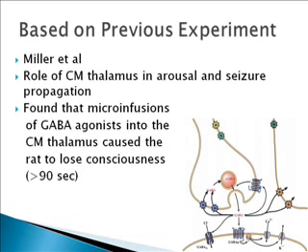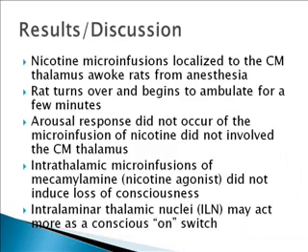Previous work by Miller and coworkers had discovered that the CM thalamus plays a role in arousal and seizure propagation. Miller found that microinfusions of GABA agonists into the CM thalamus would cause a rat to lose consciousness, often within 90 seconds. Nicotine microinfusions localized to the CM thalamus resulted in rats awaking from anesthesia, despite still being in the middle of a chamber filled with anesthesia. The case for the thalamic consciousness switch would seem to be strongly supported by the nicotine reversal of unconsciousness experiment.